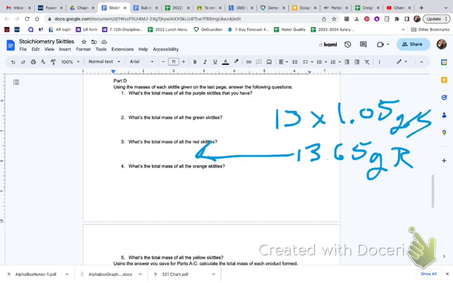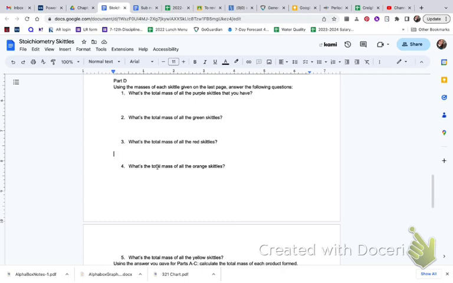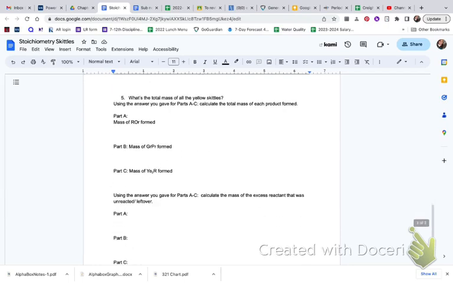There's 5 questions, 1, 2, 3, 4, 5, for each of the colors of Skittles in your bag. So you'll take the counted number that you have of how many of each Skittle you had and multiply it by the Skittle mass to get your mass of that color. Okay, now we can scroll down to the next type of question.